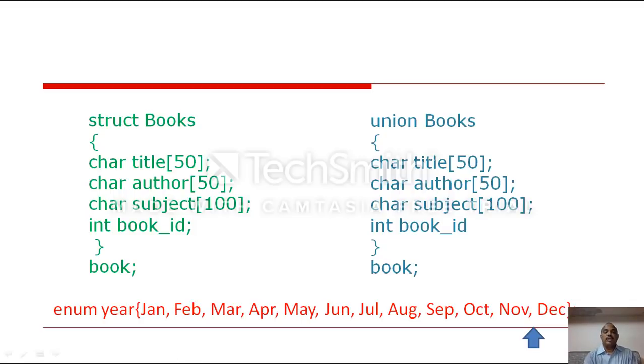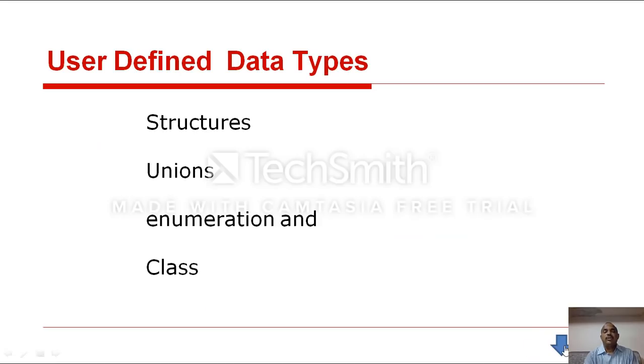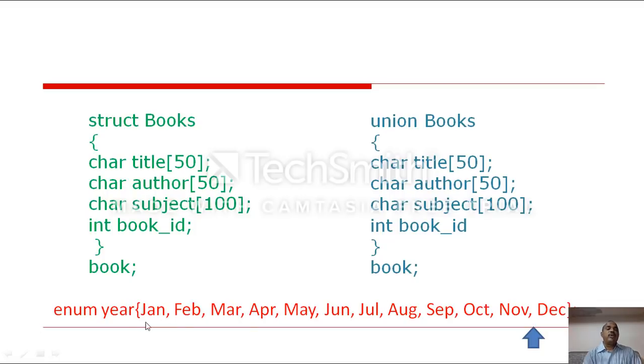Then the next one is the enumeration data type, the third one. For example, enum year simply assigns index values to a set of strings. Clear all of you? The enumeration data type is used to assign sequencing index values to a set of strings. So year is an enumeration variable, and enum is the data type. Here Jan, February, March, April, May, June, July, August, September, October, November, December. These are all the months.